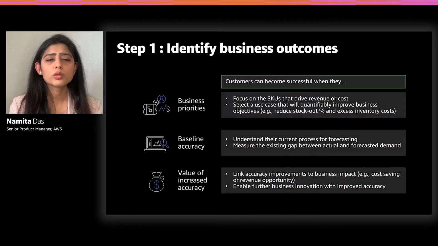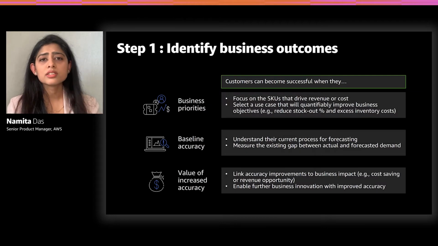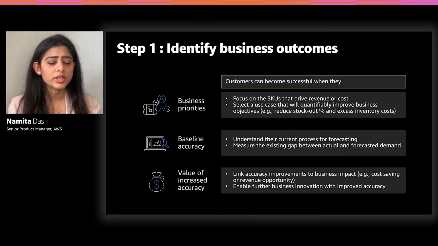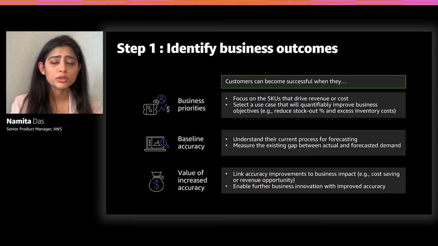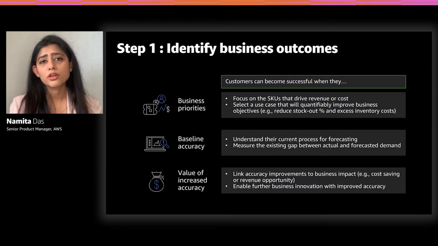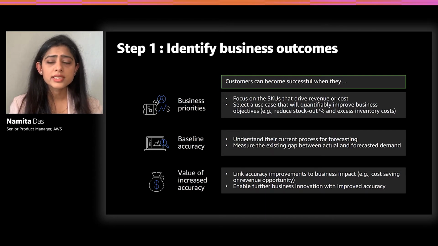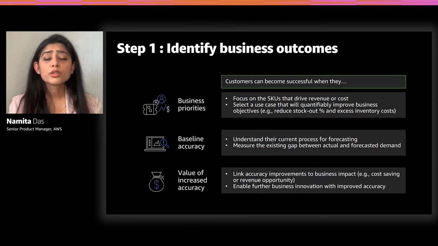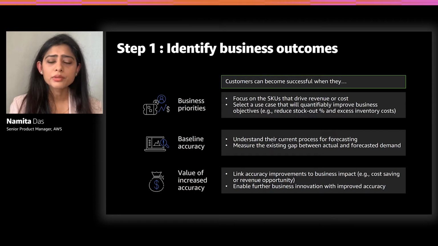Step 1 is the most important step because this is going to guide you through your forecasting process and how you will be evaluating your accuracy and your models. So start by identifying what is the priority for your business. For some customers, it is increasing revenue, and for other customers, it is decreasing costs. So identify your business priorities and the SKUs or the items that drive those business priorities. And then for those SKUs and items, evaluate your current forecasting methodology and understand what the baseline accuracy is.